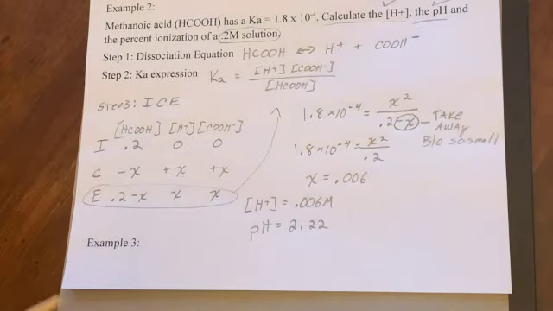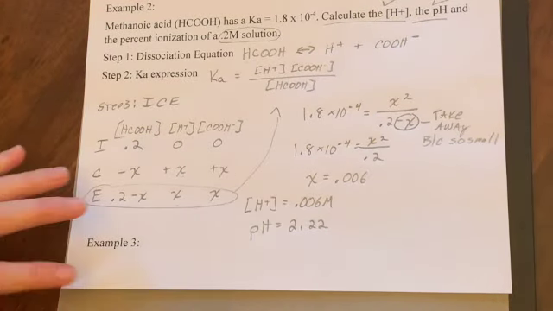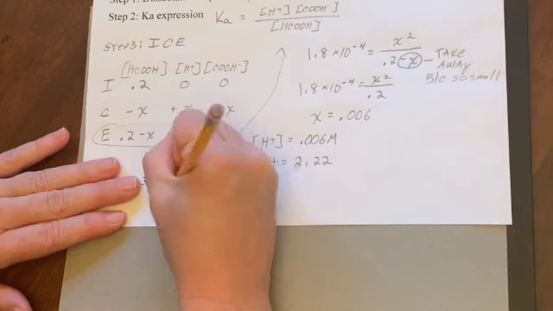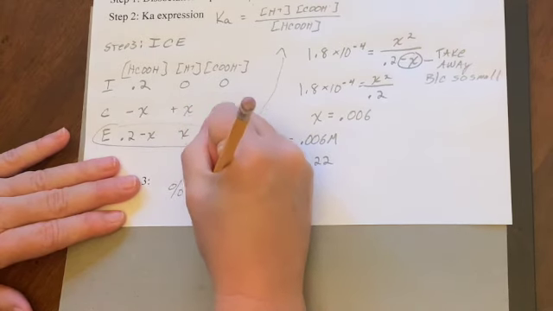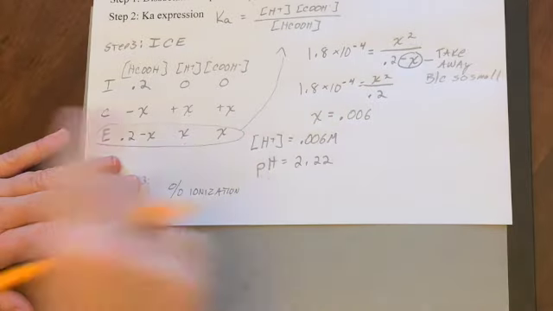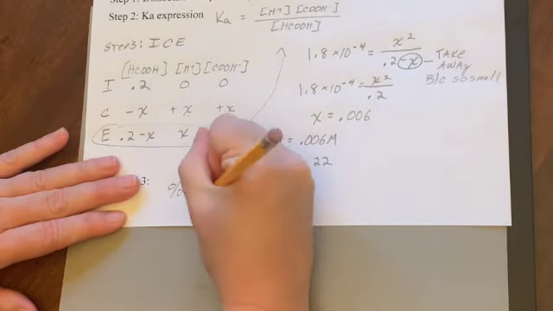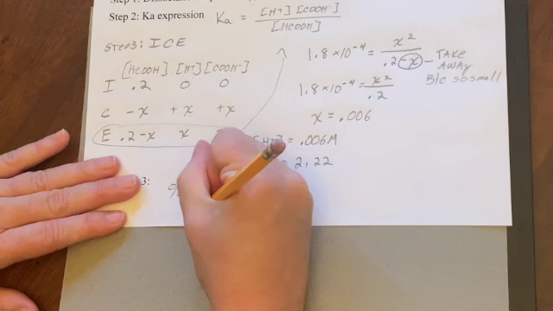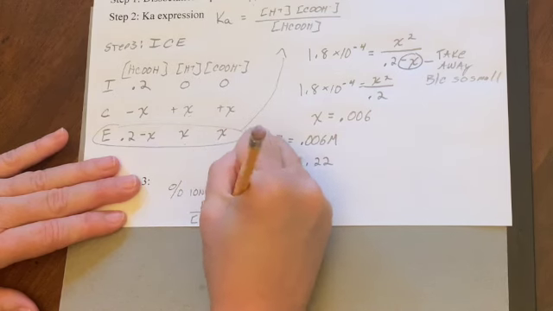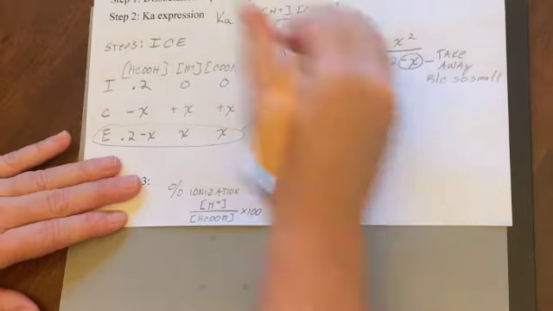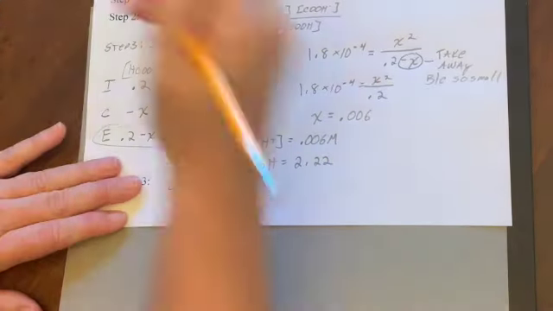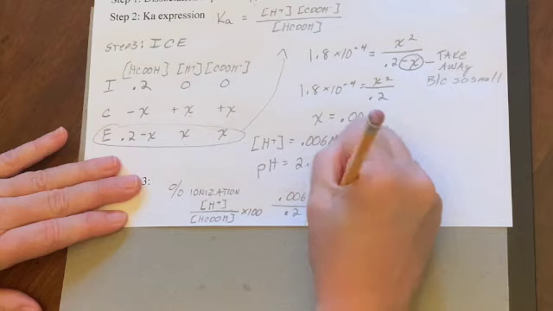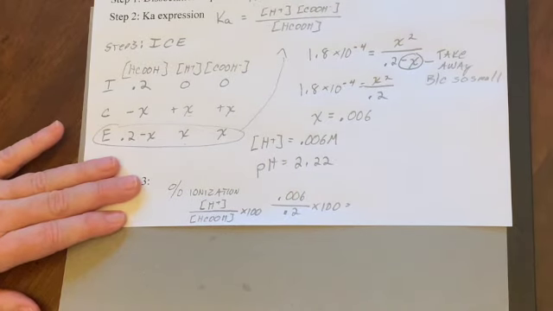And then finally, the last thing I'm asking for is what's known as the percent ionization. All right. So the final thing, and I'll scroll this up, is percent ionization. And to do this, you just very simply take the hydrogen ion concentration, divide it by the original acid, in this case the HCOOH concentration, and multiply that by 100. So what's that going to look like? That's going to look like this. You're going to go 0.006 divided by 0.2 times 100. So go ahead and plug that into your calculator.